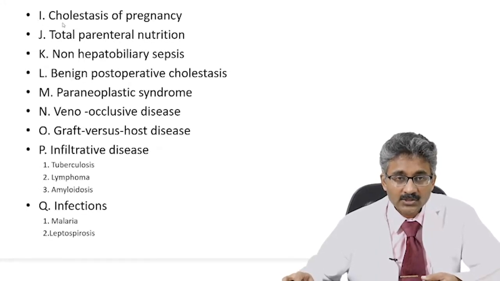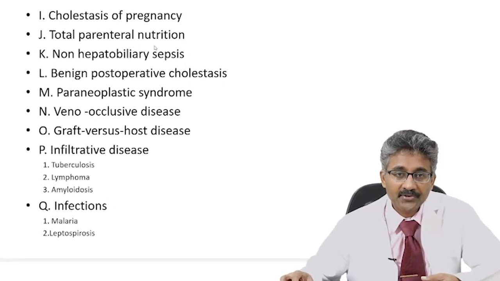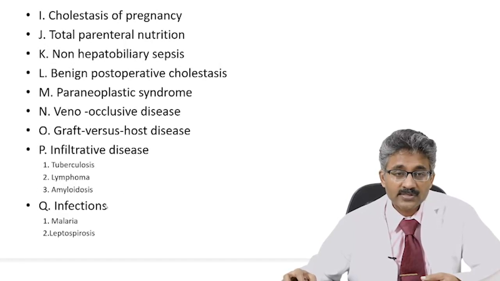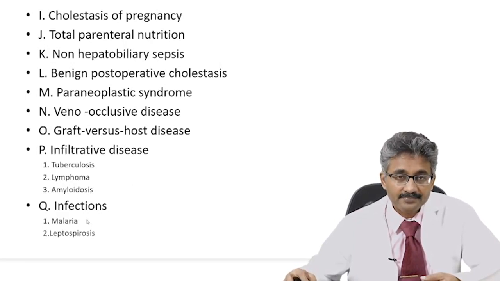Again, some of the rare conditions: cholestasis of pregnancy, total parenteral nutrition, non-hepatobiliary sepsis, postoperative cholestasis, paraneoplastic syndrome, veno-occlusive disease, graft versus host disease, infiltrative disease, especially in India like tuberculosis, and infectious causes in India like malaria and leptospirosis can produce hepatocellular and intrahepatic cholestasis: malaria, leptospirosis, dengue fever, typhoid. These are among the most common causes of jaundice in a developing country like India. So these are all about intrahepatic cholestasis.